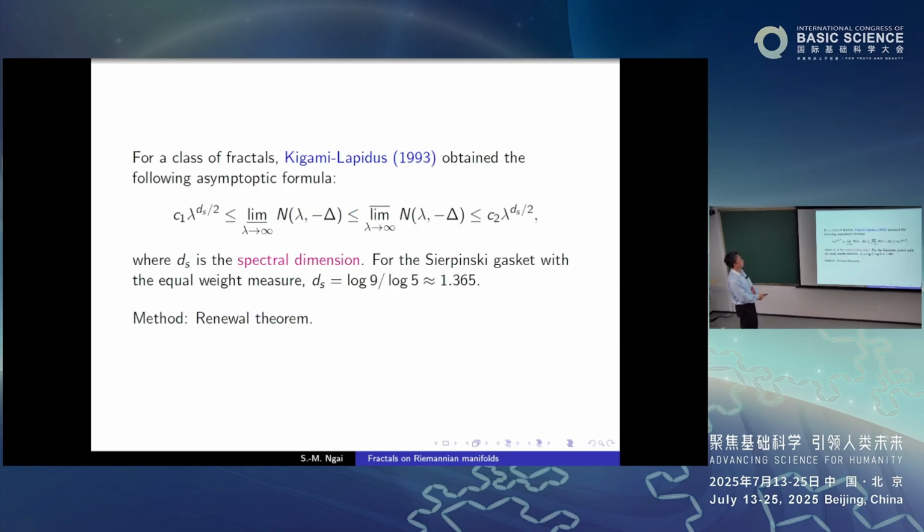For the Sierpinski gasket, this is a result by Kigami and Lapidus. There's a Laplacian defined on this Sierpinski gasket.